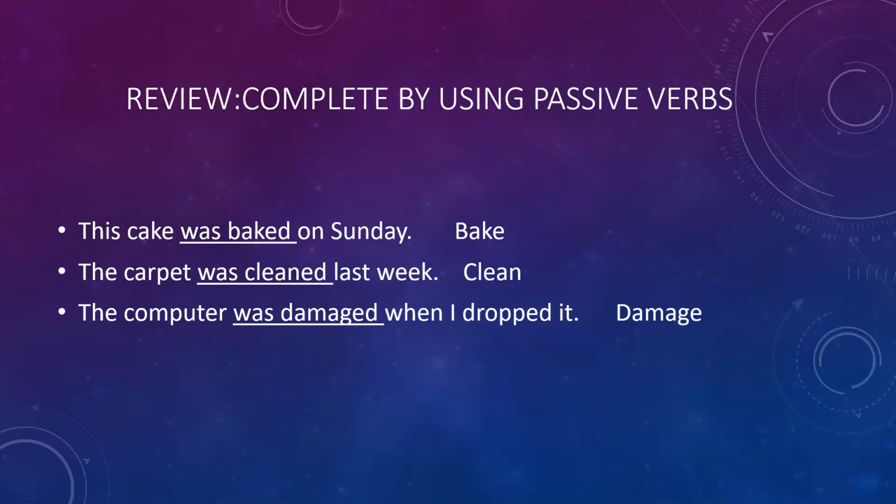Now come to the next exercise, page number 32. This is a review exercise, A part. Verbs are given and you have to use the past participle with to be, helping verbs was and were and past participle, and then underline those verbs. This cake was baked on Sunday. The verb given is bake, so you have to use the past participle, that is baked. This carpet was cleaned last week. The computer was damaged when I dropped it.